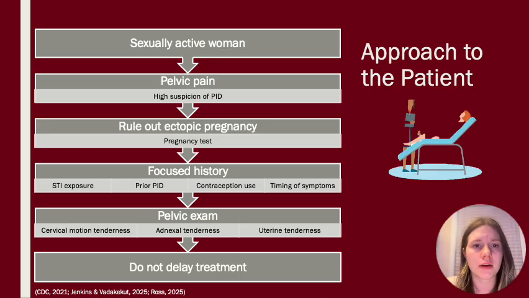And then after that, a focused sexual history should assess for STI exposure, prior PID, contraceptive use, and timing of the symptoms. The pelvic exam that we would do should assess for cervical motion tenderness, adnexal tenderness, and uterine tenderness. CDC guidelines emphasize that treatment should not be delayed while awaiting test results, and clinical suspicion is sufficient to initiate empiric treatment and therapy, so make sure we start the patient on antibiotics right away. And then there are also some other references on the bottom left of the slide.